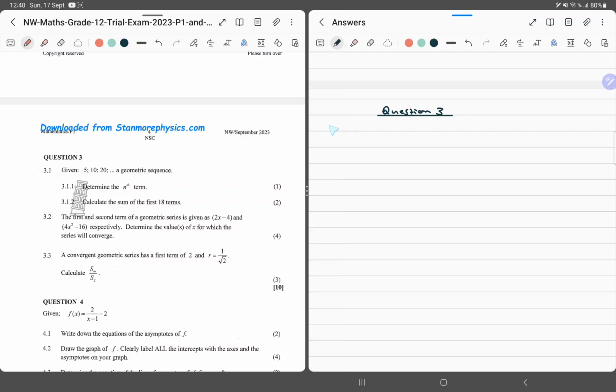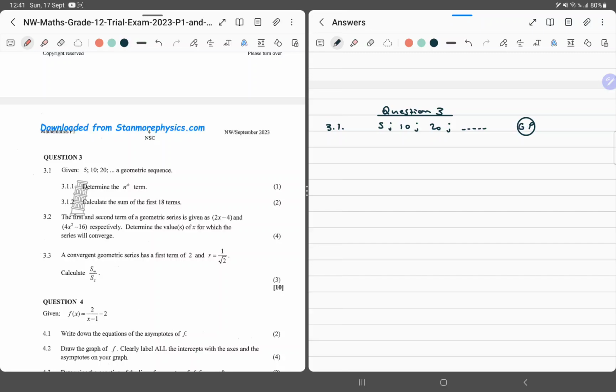Now question 3 says we've got 3.1 here. We are given 5, 10, 20, and so on. And they're telling us that this is a geometric progression. Sometimes I prefer using progression rather than sequence because if you wrote GS, I may be thinking you're talking about a geometric series as opposed to just a progression. But now sequence and series starts with an S, so it's a bit of a situation. Anyway, it says determine the nth term.